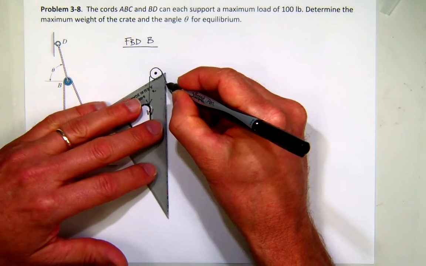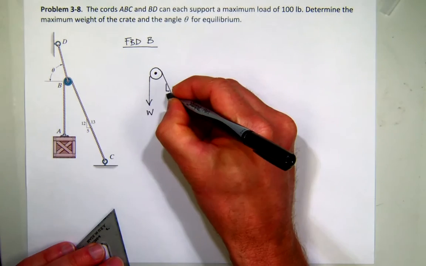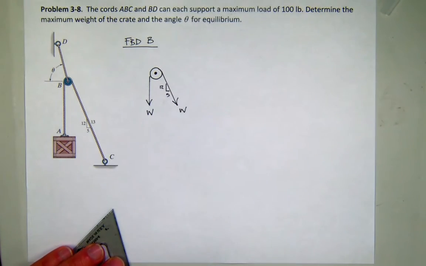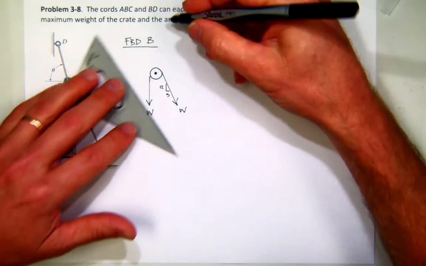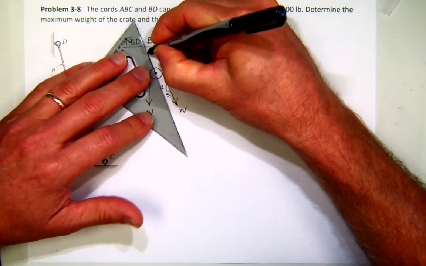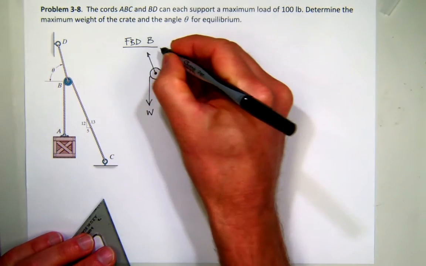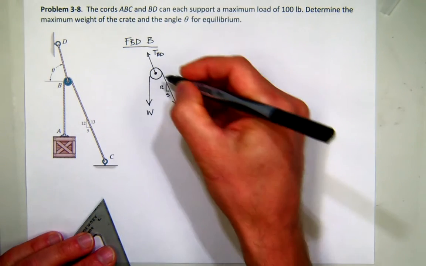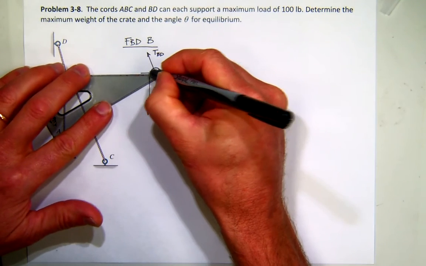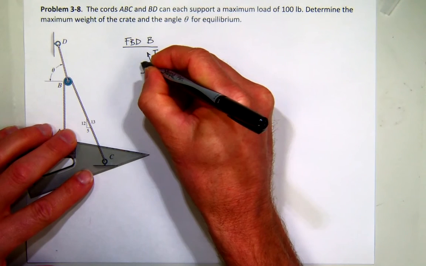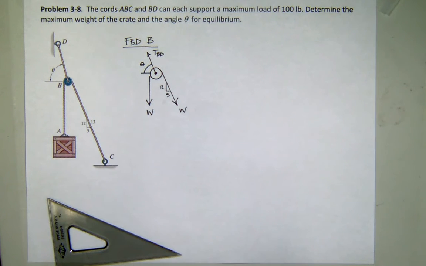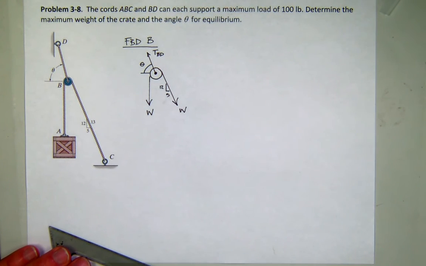And we know it has components in the 5, 12, and we know that's going to be 13. And coming off the center of this will be the tension in cable BD, and we're interested in this angle theta. So I think that's a pretty complete free body diagram.